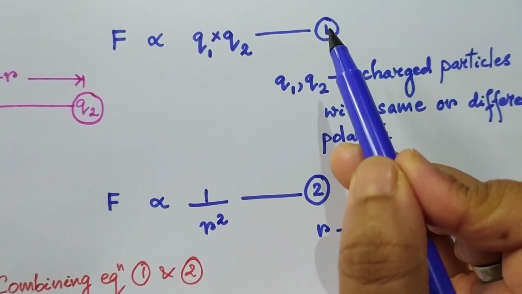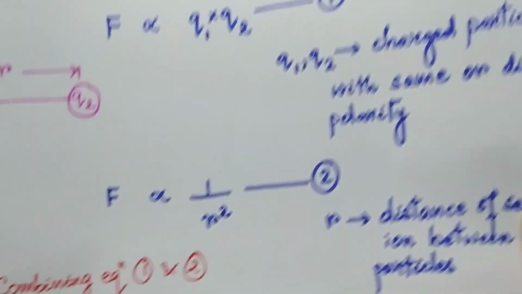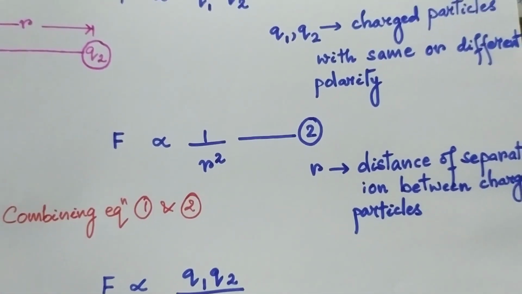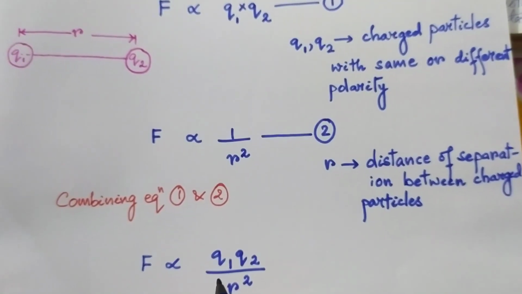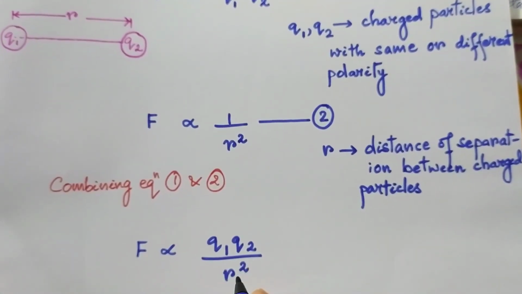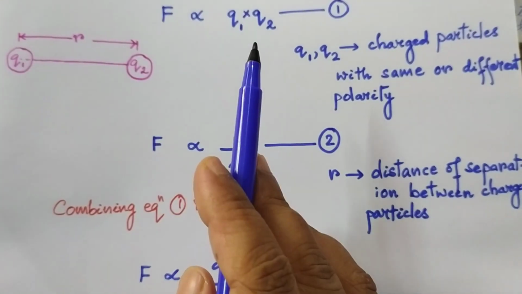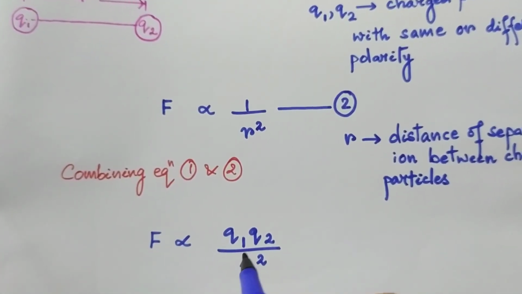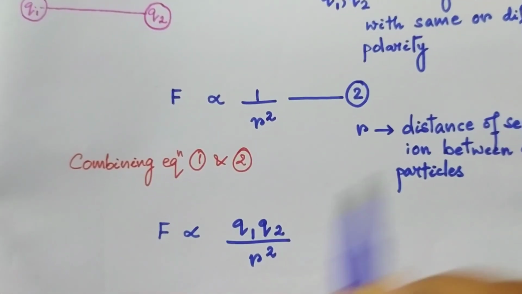Now if I combine equation number 1 and equation number 2, what I can write is F is directly proportional to Q1 Q2 by r square. So combining equations 1 and 2, we write F directly proportional to Q1 Q2 by r square.